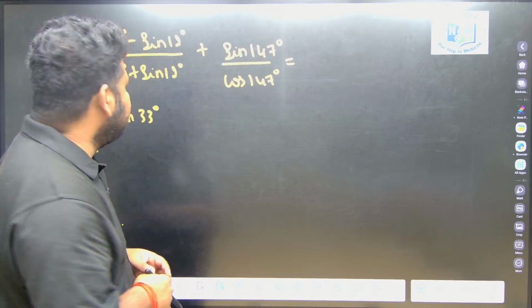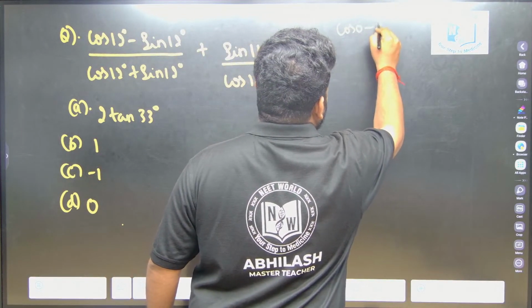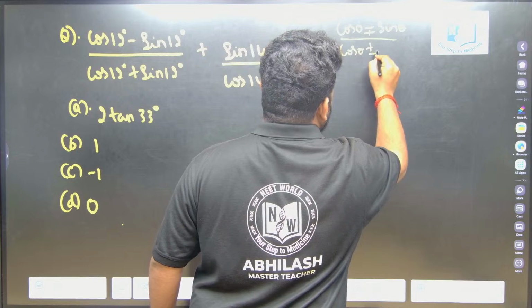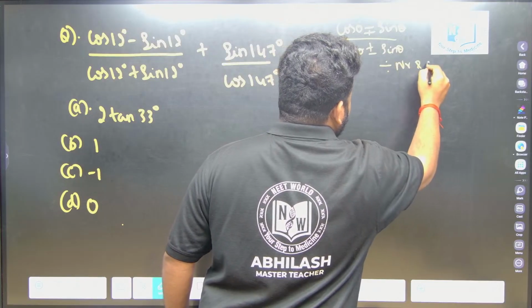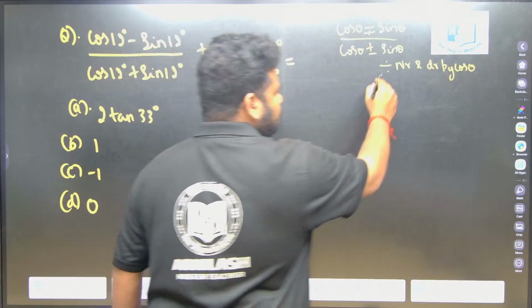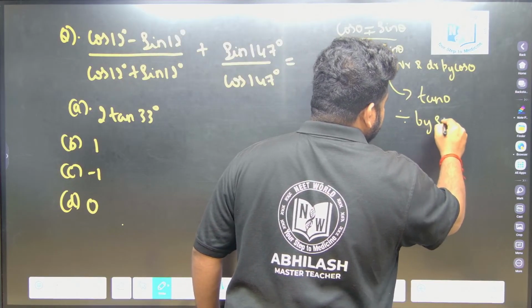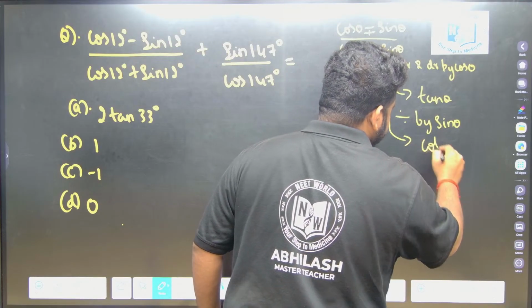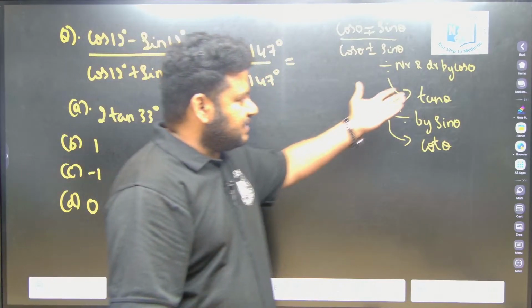So, whenever you get a question of the form cos theta minus sin theta, over cos theta plus sin theta, with plus or minus, what you have to do is divide the numerator and denominator by cos theta. By this the question will transform into tan theta. If you divide the numerator and denominator by sin theta, the question will transform into cot theta. Which one you should divide by depends on the question, either by cos theta or sin theta.